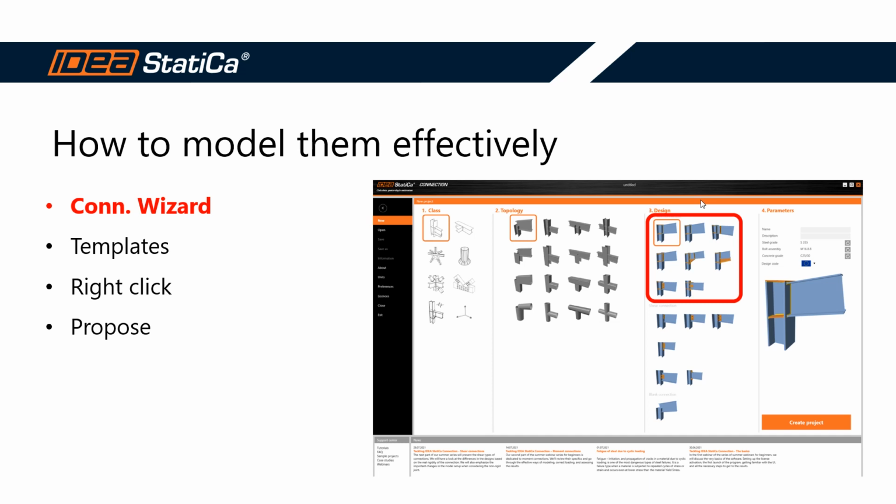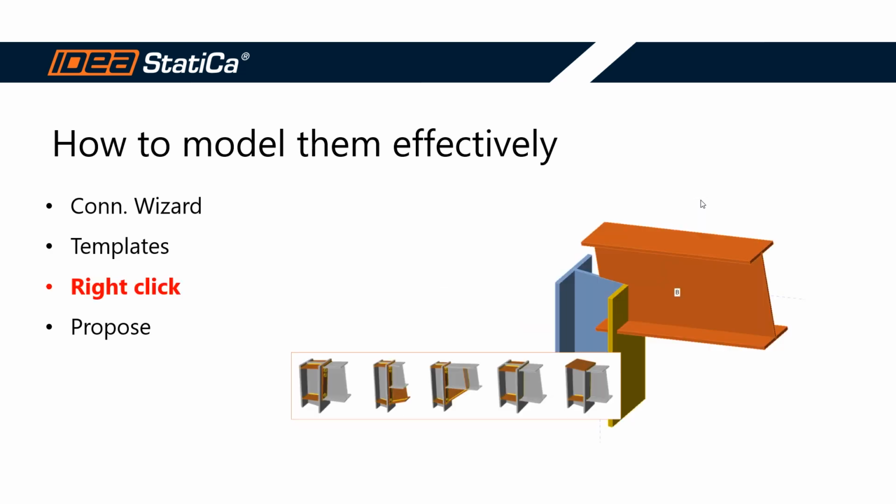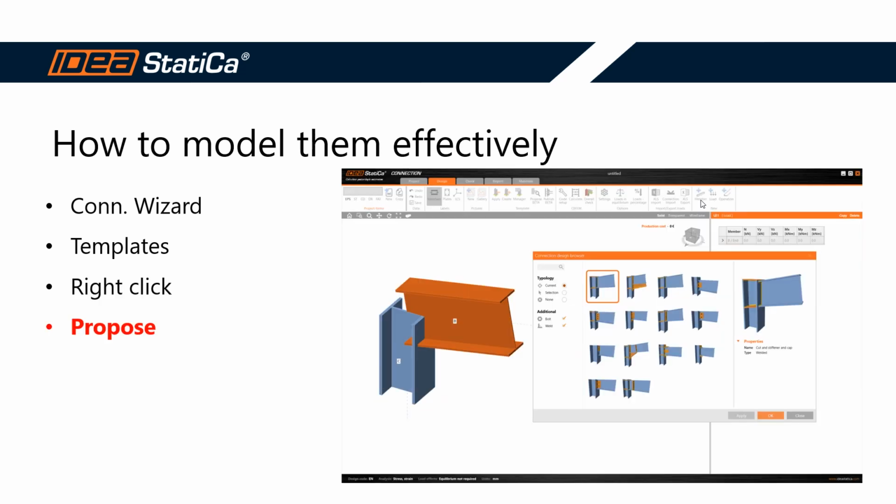So how to model them effectively? We have several options in Idea StatiCa connection. The first one is to choose a prepared option directly from the connection wizard. In the third part of the window, we have prepared several options for moment connections. We'll see in the next part of the presentation. Second option is to use prepared templates, or you can have your own user-defined templates. You can use a right-click option to create a connection you like. And the third and maybe the most progressive option is our new proposed function for specific types of typologies, specific types of connections prepared directly in the sets.